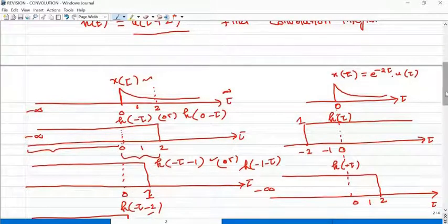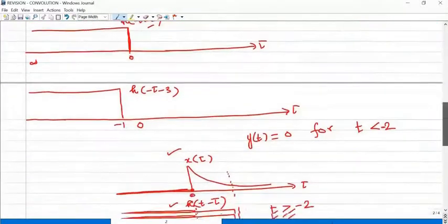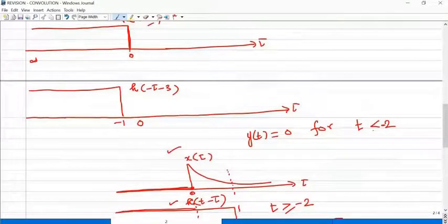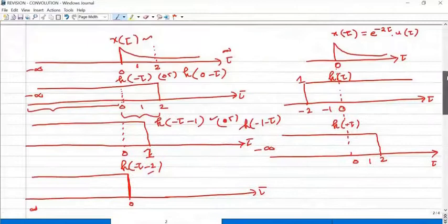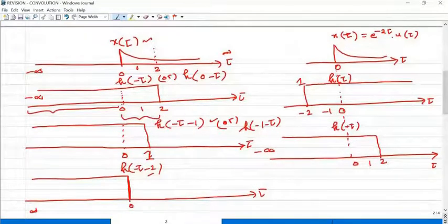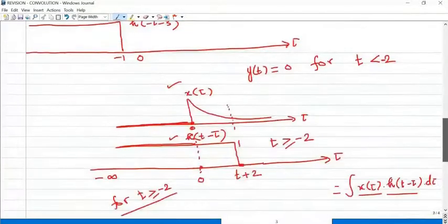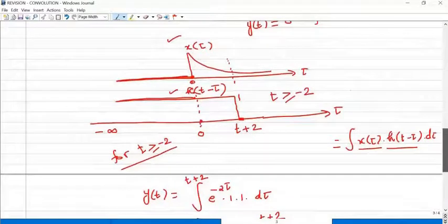In this example, when t is less than minus 2, it is 0. When t is greater than or equal to minus 2, we are getting only one kind of overlap, because x of tau is 0 to infinite. So if you shift your signal right side again and again, anyway partially the h of t minus tau signal will overlap with your x of tau. So you can solve this problem with only one step by sketching x of tau and the h of t minus tau diagram. This is a generalized diagram.